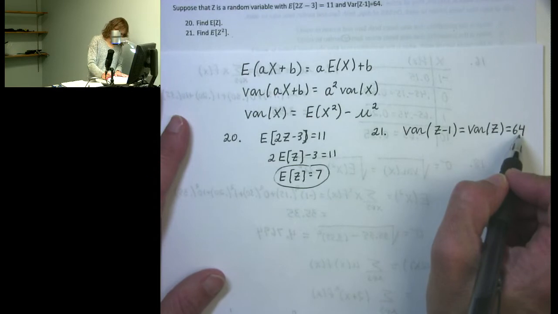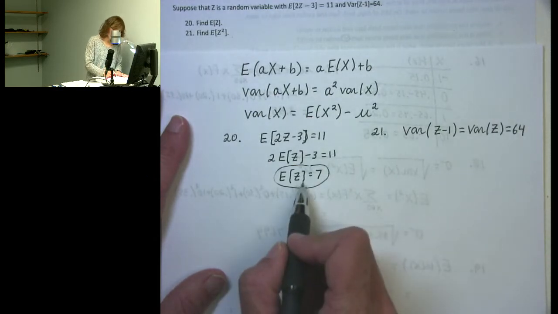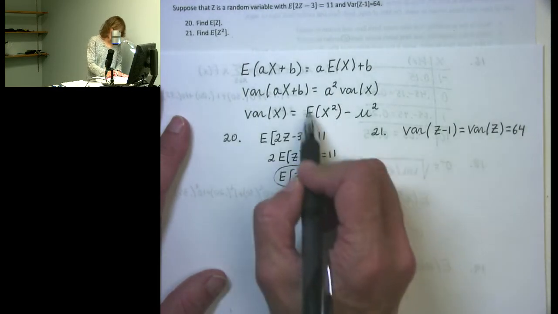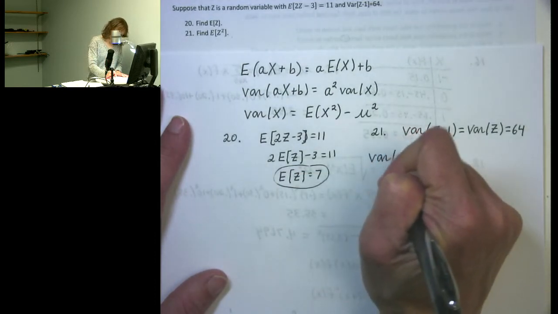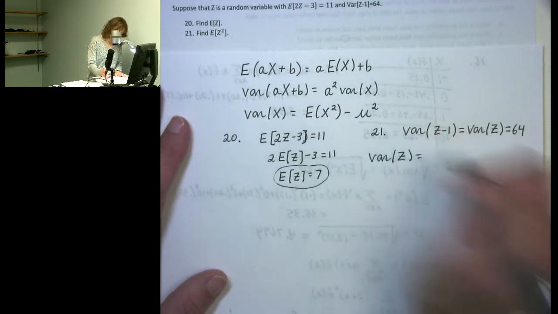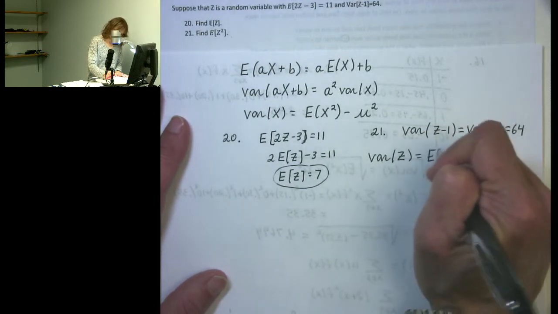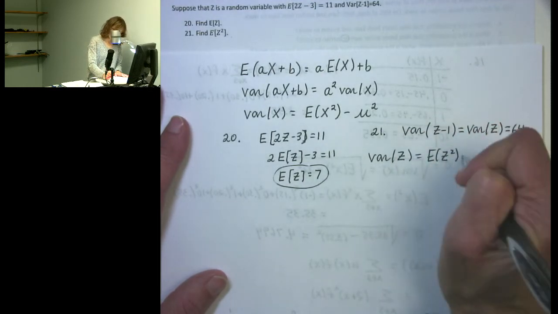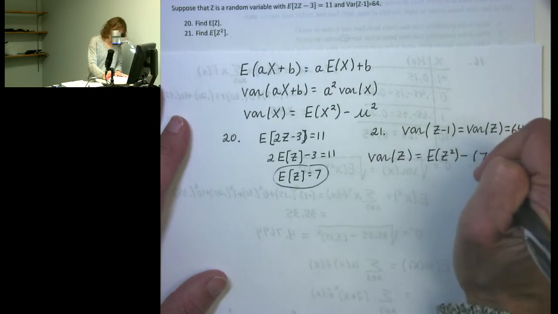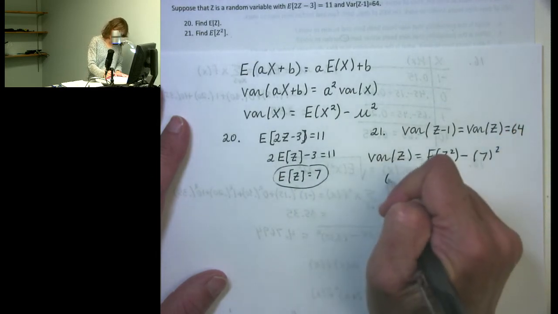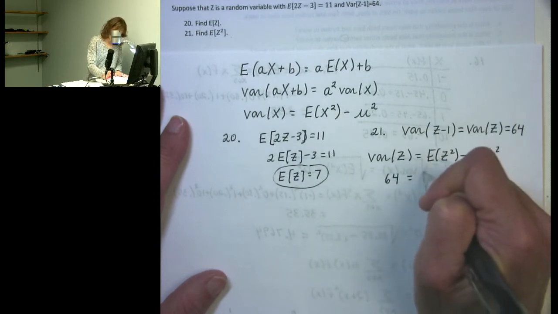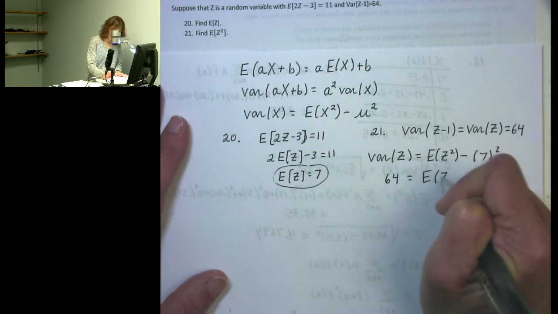Now I know the variance of z. I know the expected value of z. I'm trying to find the expected value of z squared. The variance of z equals the expected value of z squared minus the mean of z squared. The variance of z I know is 64. I'm trying to find the expected value of z squared.